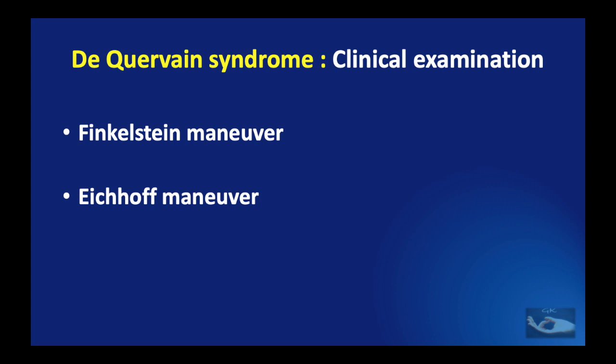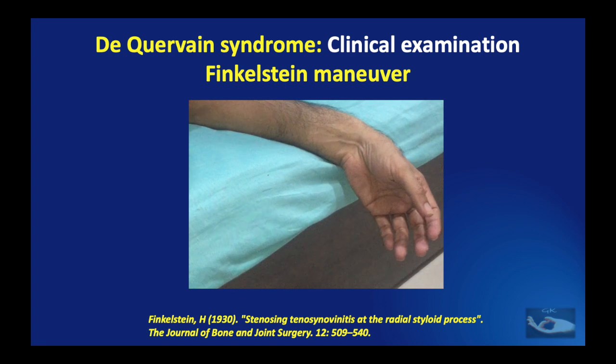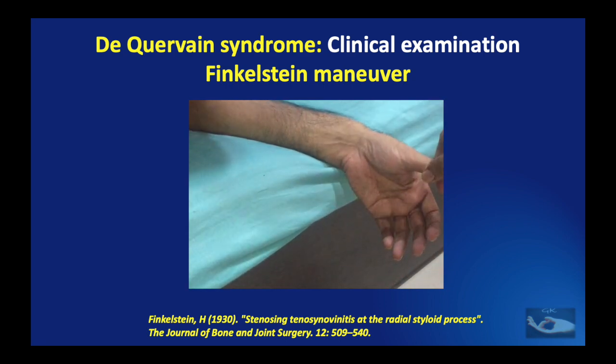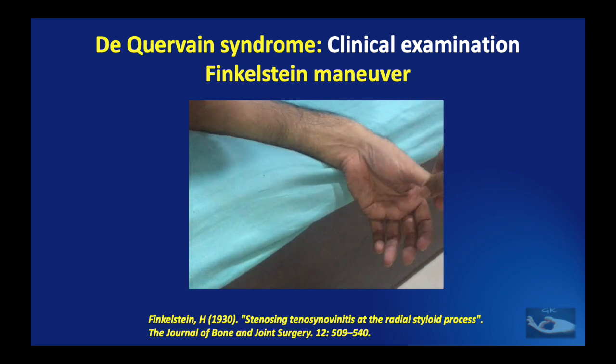The keystone of making a diagnosis of de Quervain syndrome is the clinical examination, and this consists mainly of 2 maneuvers that need to be performed: the Finkelstein maneuver and the Eichhoff maneuver. The Finkelstein maneuver or test was described by Harry Finkelstein, an American surgeon, in 1930. The involved hand is allowed to hang over the edge of the examination couch. The examiner grasps the terminal phalangeal region of the thumb and adducts the thumb and ulnar deviates the wrist.